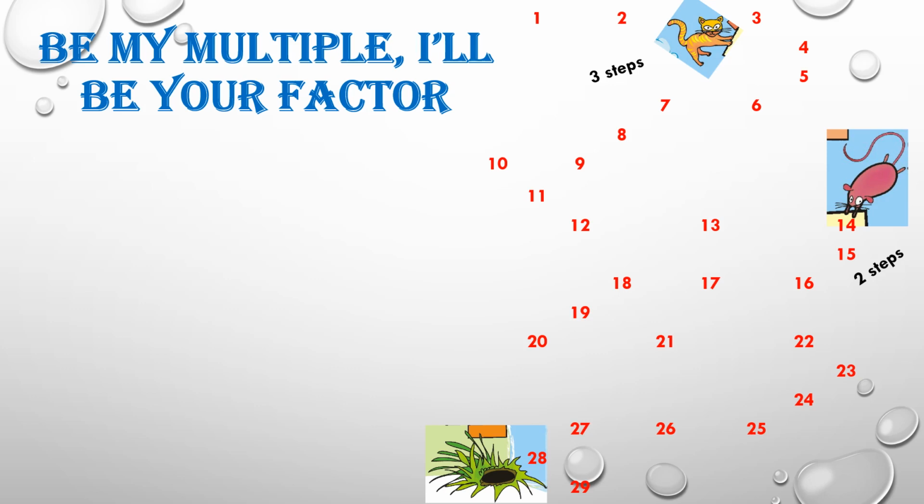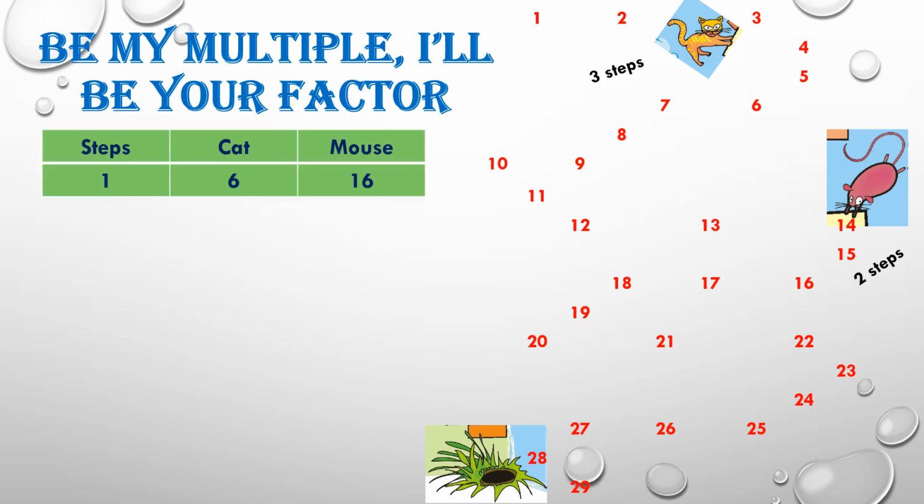For finding this out, what are we going to do? Yes, we will count the steps of both of them and find out. As soon as they take their first step, the cat will be on 6 and the mouse will be on 16. The cat reaches 6 because she is taking 3 steps at a time, and the mouse reaches 16 because it is taking 2 steps at a time. So in the second step, the cat will be on 9 and the mouse will be on 18.